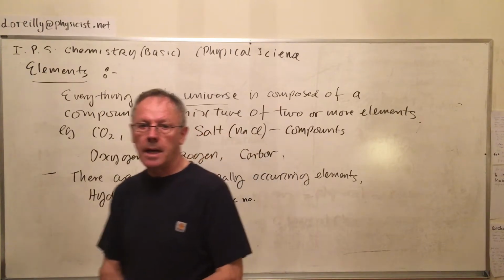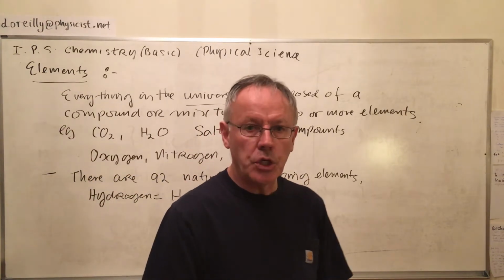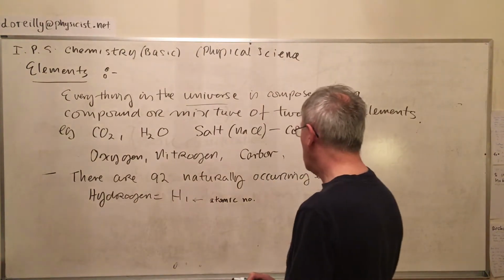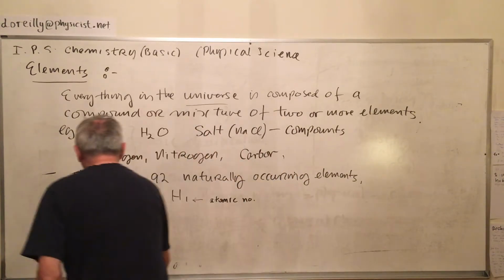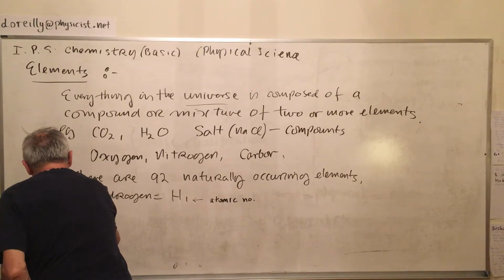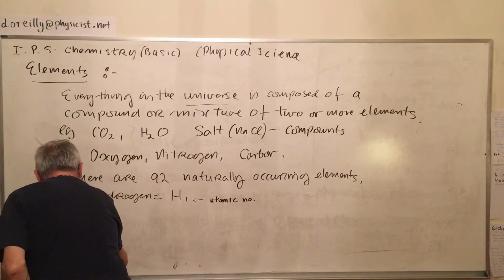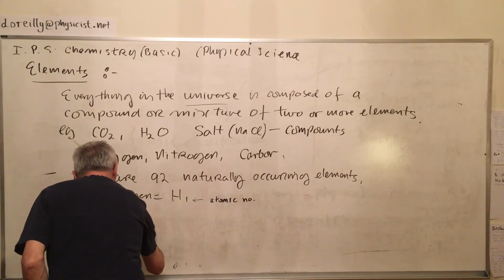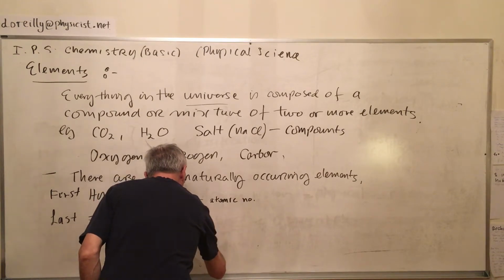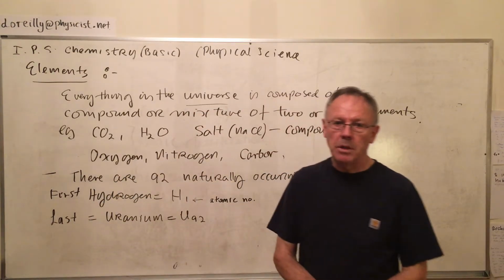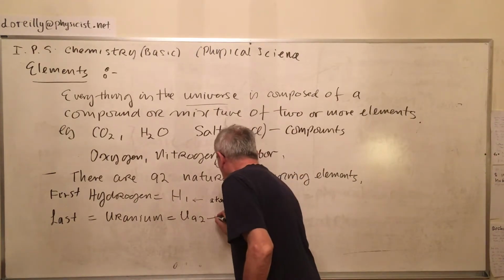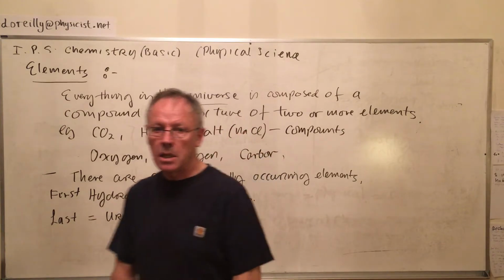But we know nothing about atoms yet. Right? In the middle of the 19th century, it wasn't appreciated what atoms were. That's a 20th century concept. So hydrogen is number 1. And the last one is uranium, number 92. Uranium is atomic number 92. It's last on the periodic table.